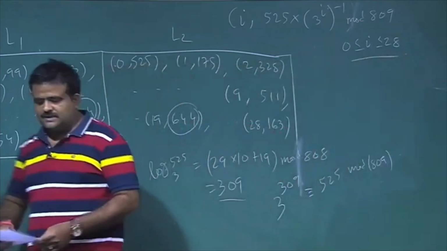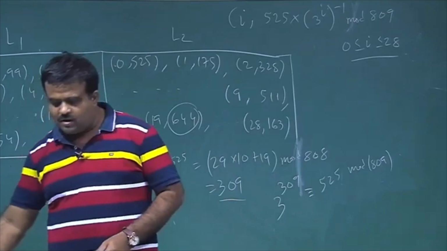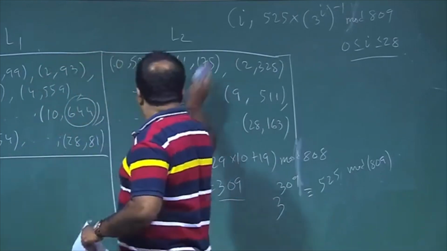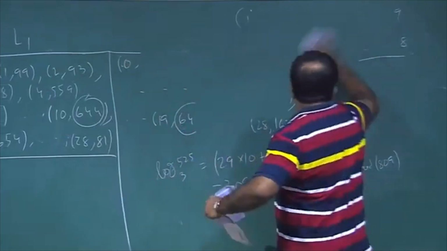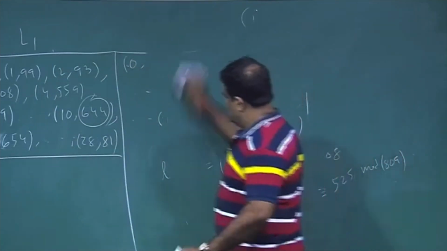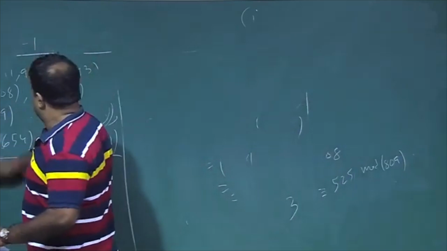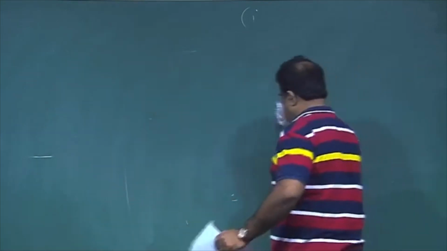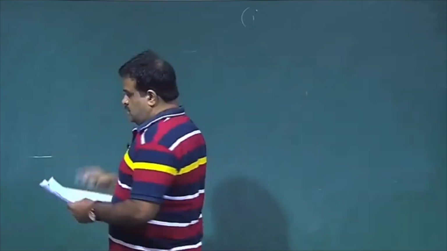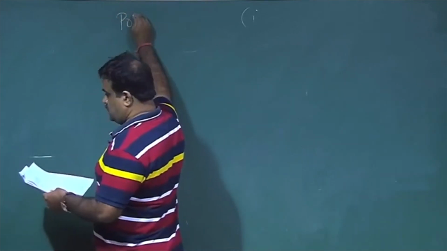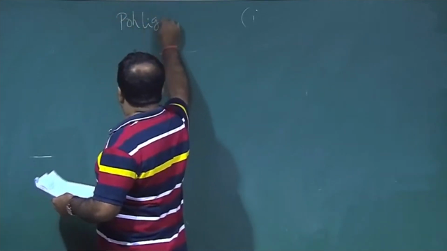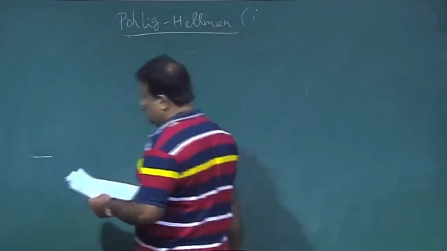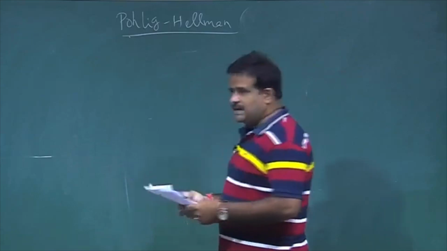Okay, so this is the Shanks method. Now we will talk about another method, which is called the Pohlig-Hellman method for solving the discrete log problem.